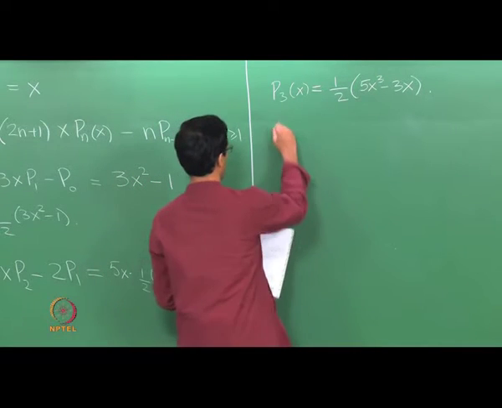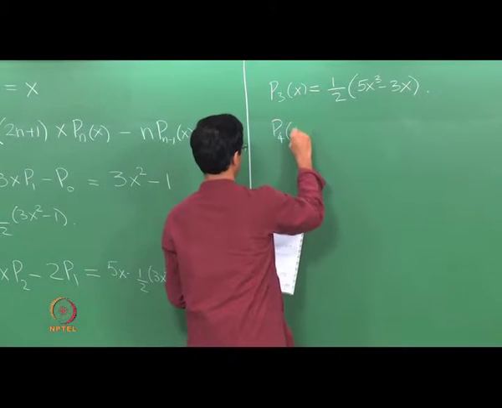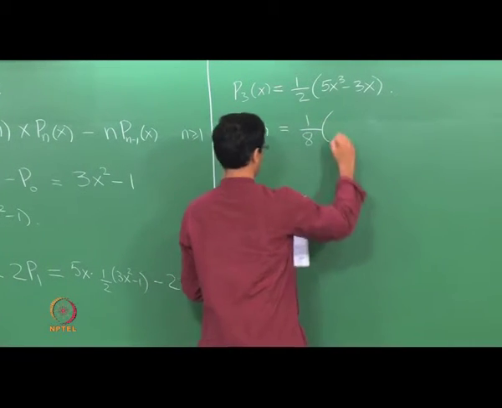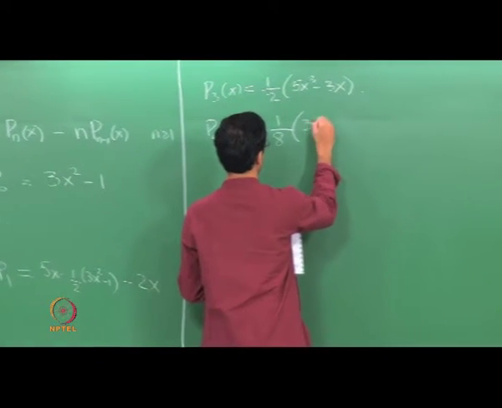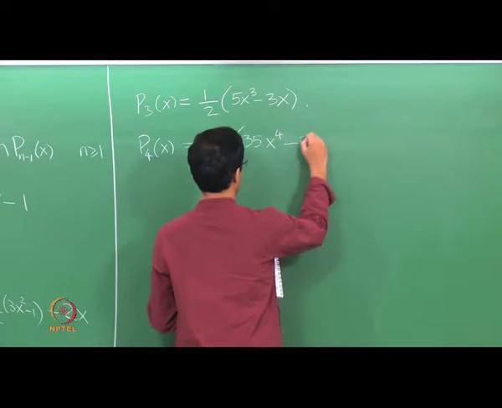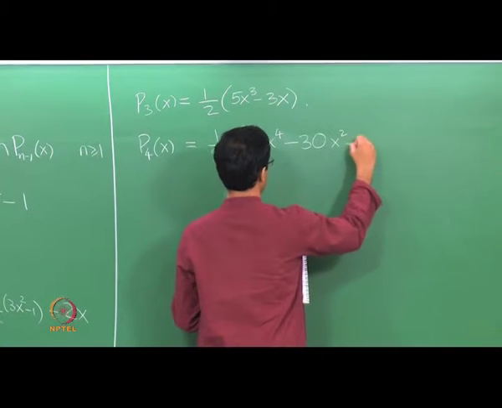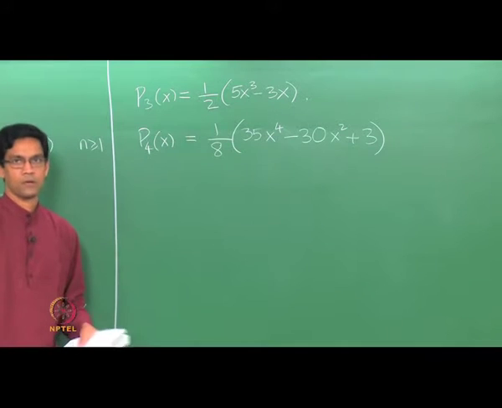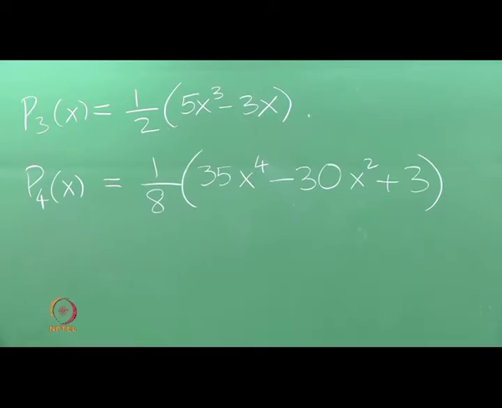Let me just write out one more value which you can calculate and check. P4 of x is just 1/8 of 35x^4 minus 30x squared plus 3. And so on, you can keep doing this and compute P5, P6 and so on.